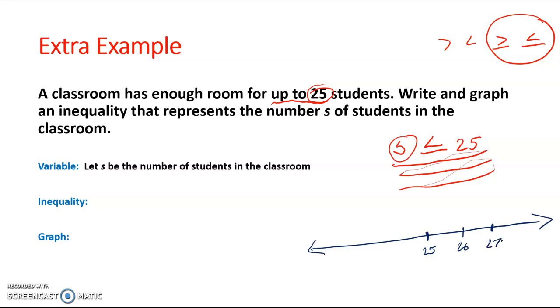There's no need to keep on going. I can if I want to. The same thing over here, I'm going to do it on this side. So I have 24 and 23. All right. So I'm going to stop right there.